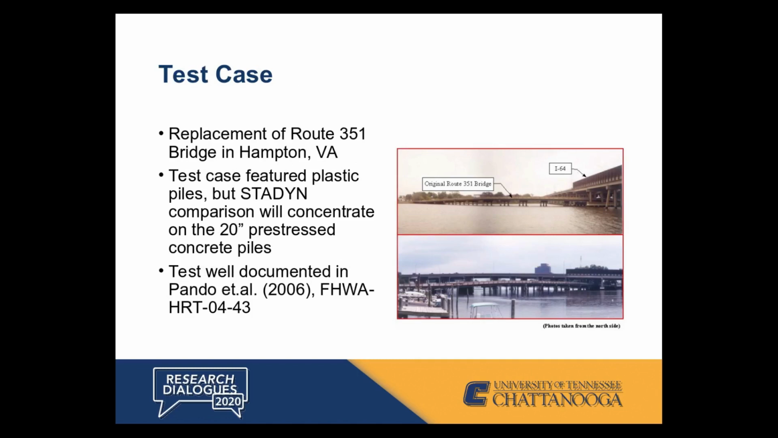The FHWA study we used was the replacement of the Route 351 bridge in Hampton, Virginia. The test case featured plastic piles of 2 different kinds, but ultimately they wanted to compare it with a 20-inch pre-stressed concrete pile. We're going to focus in this presentation on those 20-inch pre-stressed concrete piles. The test program for that is extremely well documented in the document you see, and that was one of the things that made it attractive to use.